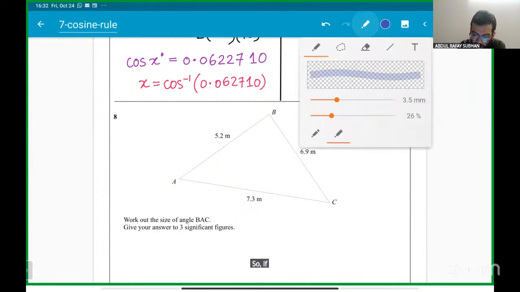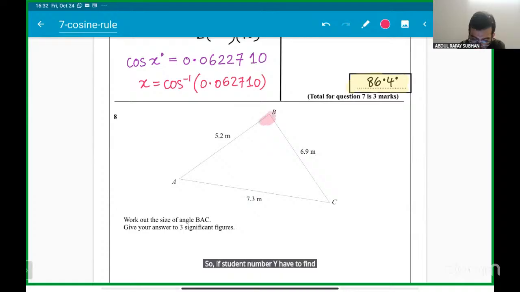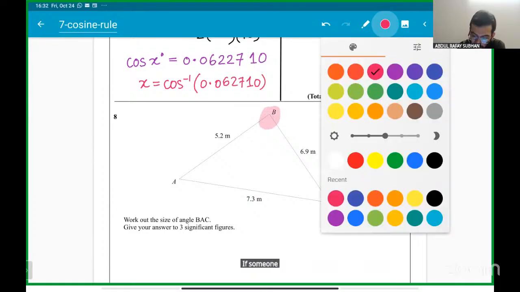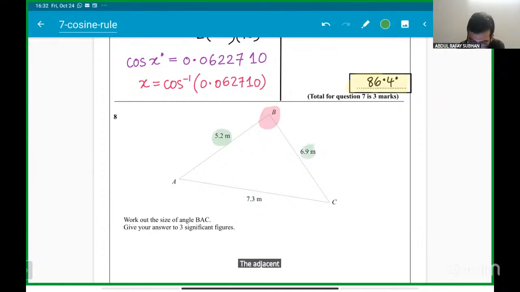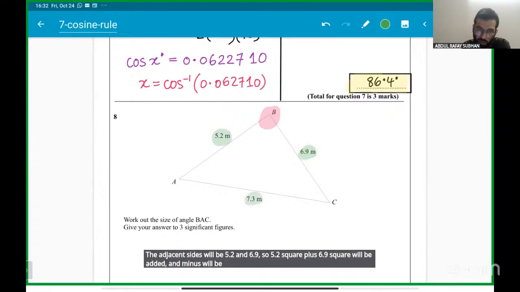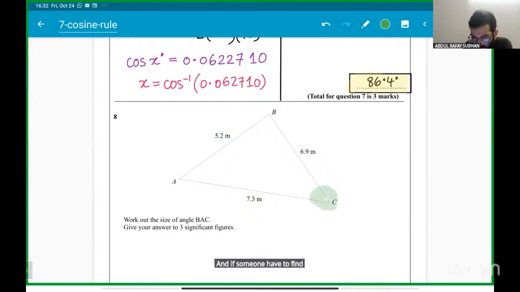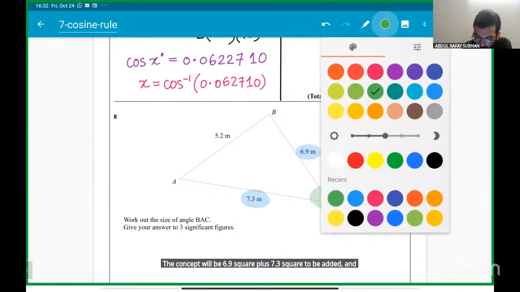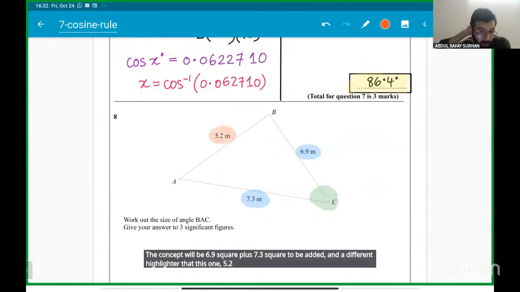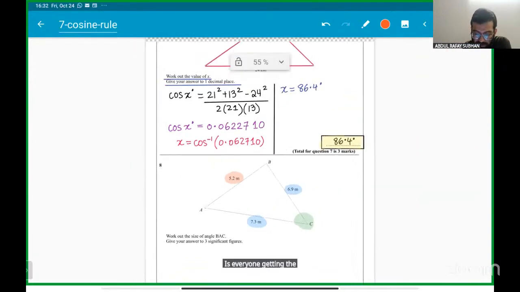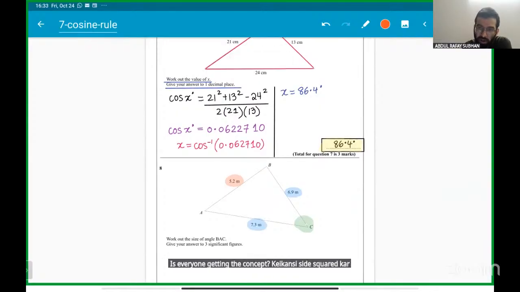If someone has to find angle B, the adjacent sides will be 5.2 and 6.9. So 5.2 square plus 6.9 square will be added and 7.3 square will be subtracted. Is everyone getting it? And if someone has to find angle C, the concept will be 6.9 square plus 7.3 square to be added, and with a different highlighter, this one, 5.2 square, will have to be subtracted. Is everyone getting the concept of which sides to add and which side to subtract?